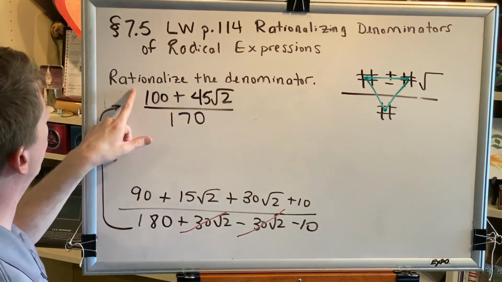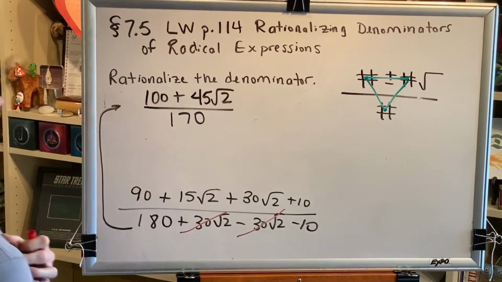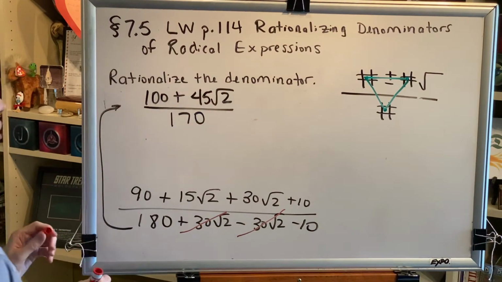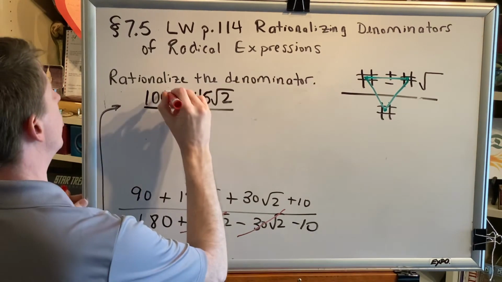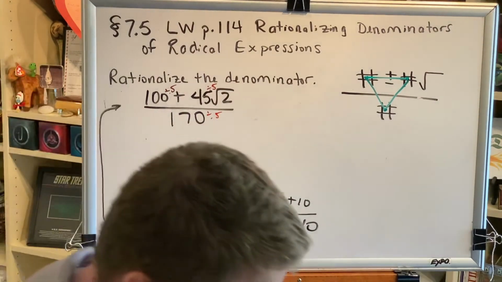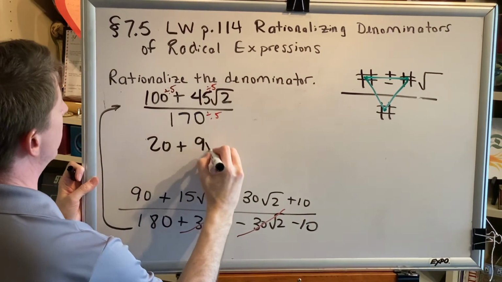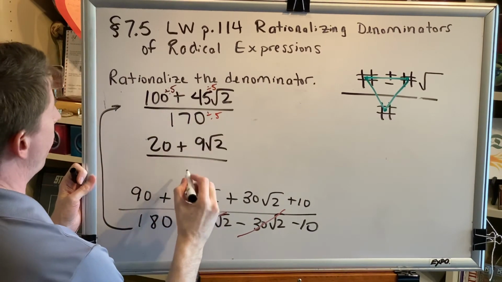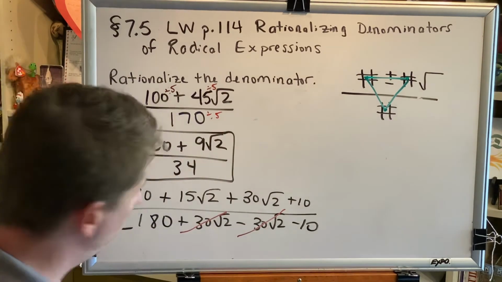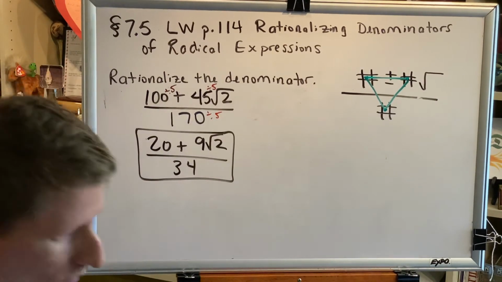So, what's a number that goes into 100, 45, and 170? The answer is 5. Remember, anytime something ends in 5 or 0, it's divisible by 5. This ends in 5, these end in 0. So I can take a 5 out of each one of these numbers. So divide by 5, divide by 5, divide by 5, and write the result. 100 divided by 5 is 20. 45 divided by 5 is 9. And 170 divided by 5 is 34. My final answer to this rather long problem is 20 plus 9 root 2, all divided by 34.